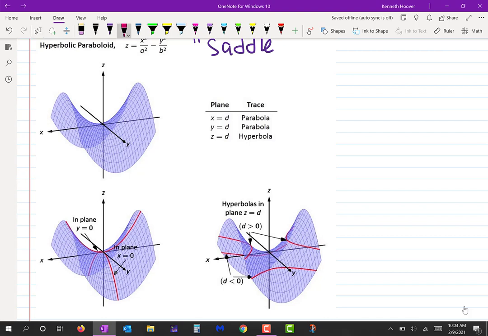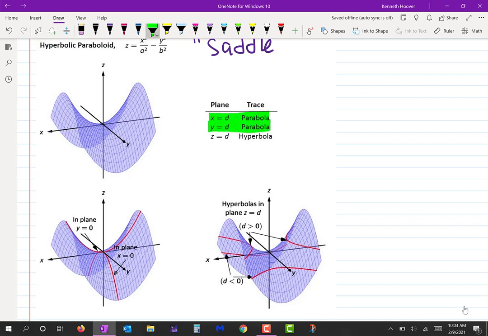And the traces perpendicular to the x-axis will be parabolas. The traces perpendicular to the y-axis will be parabolas. But the traces perpendicular to the z-axis are difficult to draw, but they are hyperbolas. Okay? And that's all listed here.